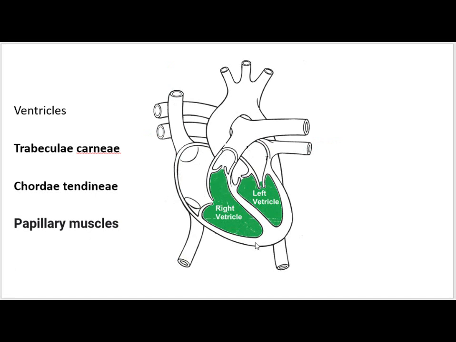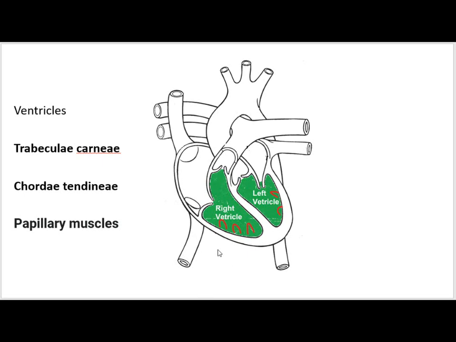Now we have the two ventricles that you see over here, the right ventricle and left ventricle. So those are the two lower chambers. Ventricles have muscular bumps right over here. So when you look at the ventricles, you're going to see tiny muscles right over here. And those muscles are called trabeculae carneae. Trabeculae carneae are basically those muscles that you have right over here.